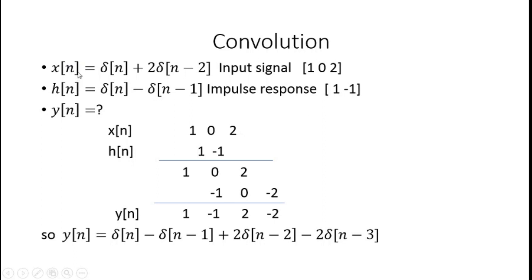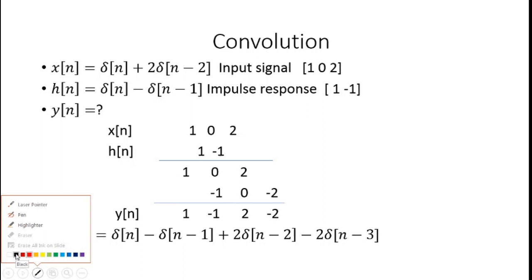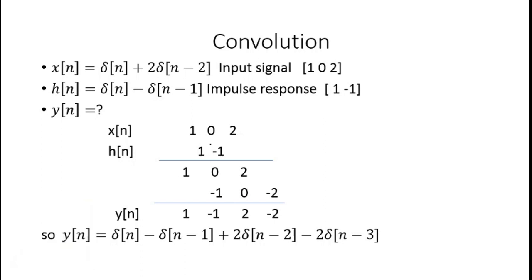So by the matrix method, how can we perform convolution? We write x of n here and h of n here. Now this 1 is multiplied with this whole row, so we have 1, 0, 2. After this, I shift by 1 unit to the right and multiply this minus 1 with 1, 0, 2. We get minus 1, 0, and minus 2. Finally, we add all of those. So 1 will come here, 0 minus 1 is minus 1, 2 plus 0 is 2, and minus 2 will come here.